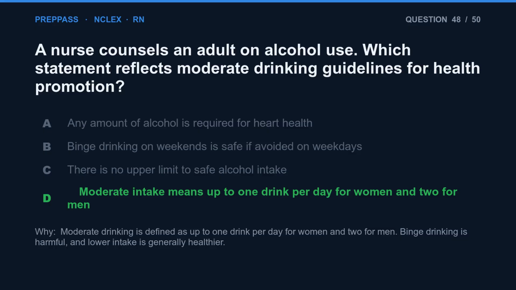The correct answer is D. Moderate drinking is defined as up to 1 drink per day for women and 2 for men. Binge drinking is harmful, and lower intake is generally healthier.